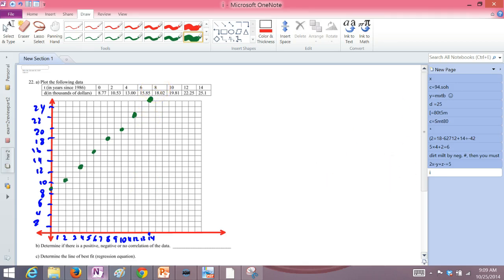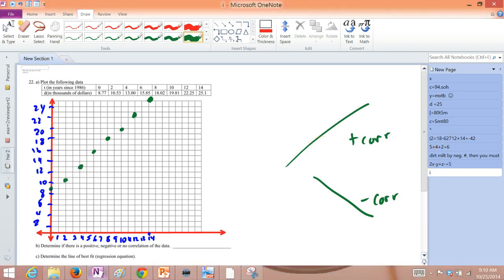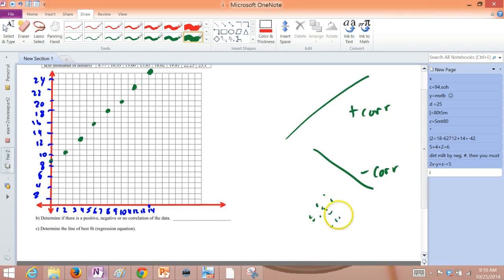Determine if there's a positive, negative, or no correlation of the data. When it slopes upward, that's a positive correlation. When it slopes downward, that's a negative correlation. And when you can't really tell what the slope would look like, when the points are just randomly scattered, that's a zero correlation, or no correlation. The points aren't really on that line, they're just scattered around the line of best fit, which is the regression line.